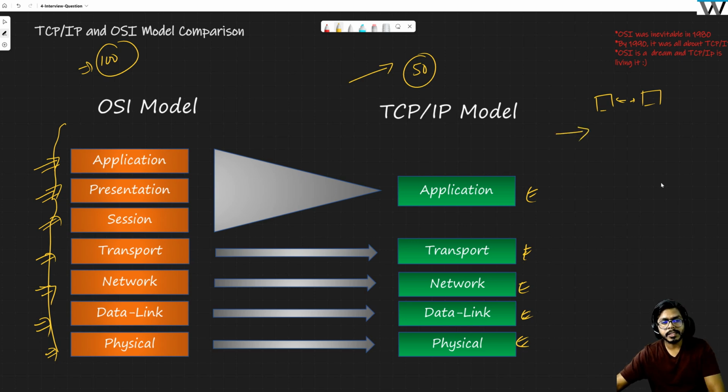Okay, so how were these guys working, compared to the OSI model? They were working on the application layer: what protocol should be at the application layer? What protocol should be at the presentation layer?